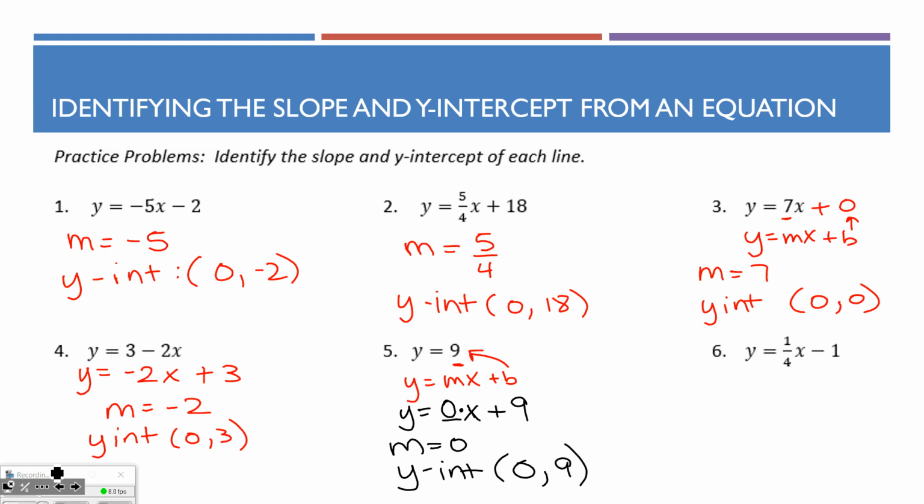That's definitely tricky. 5 and 3 are definitely tricky. And then finally, number 6, this one's a little bit more straightforward. Don't be afraid of fractions, but here's your slope and your y-intercept.